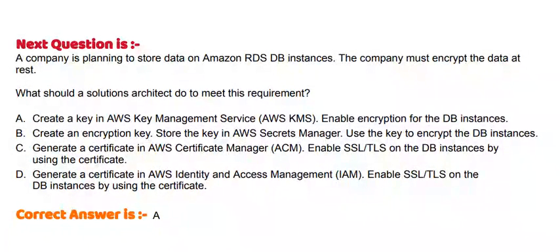Option A. Create a key in AWS Key Management Service. Enable encryption for the DB instances. Option B. Create an encryption key. Store the key in AWS Secrets Manager. Use the key to encrypt the DB instances. Option C. Generate a certificate in AWS Certificate Manager. Enable SSL/TLS on the DB instances by using the certificate.